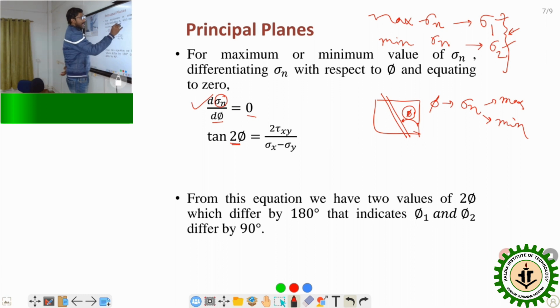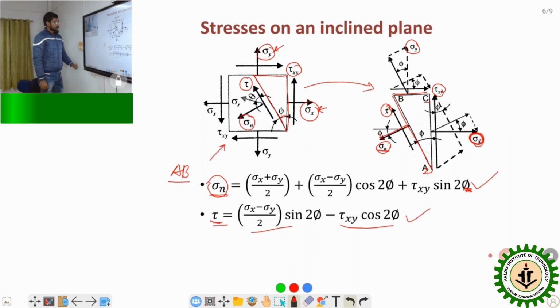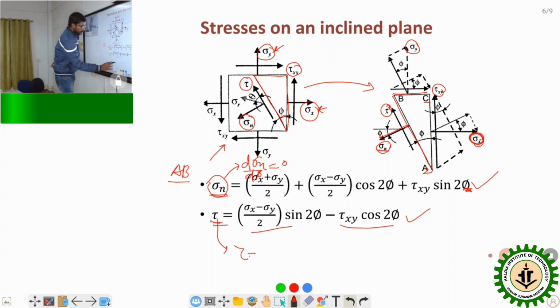And another way, as the principal planes denote the zero shear plane, we can calculate by equating shear stress equal to 0. In the previous topic, that is sigma n and tau, either we have to differentiate this one, d sigma n by d phi equal to 0. Another way, for principal planes, tau equal to 0. From these two ways, we will be able to calculate the value of phi where this sigma n is wholly normal, either maximum or minimum, and the value of shear stress is 0.